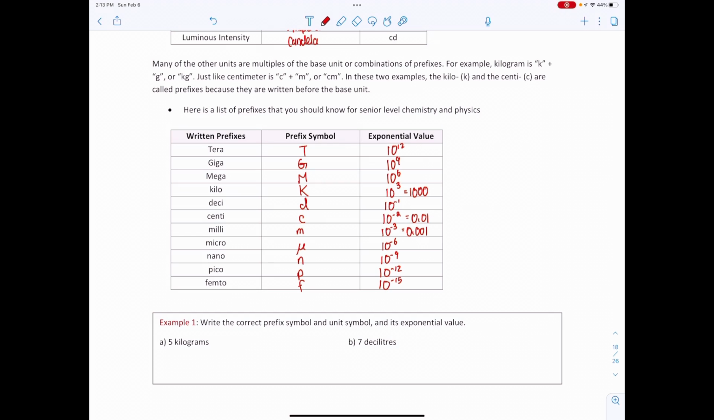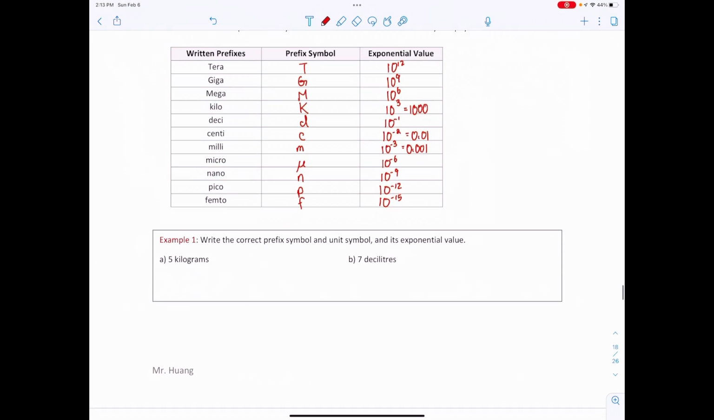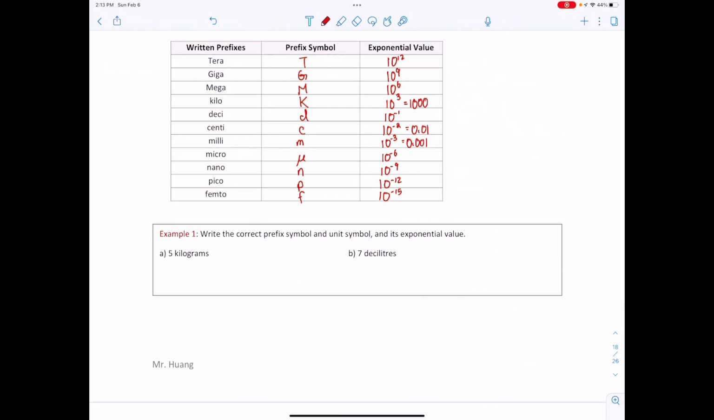So if I give you 5 kilograms in words, we can convert that using the prefix symbols and the unit symbols, and we can figure out how much that is.